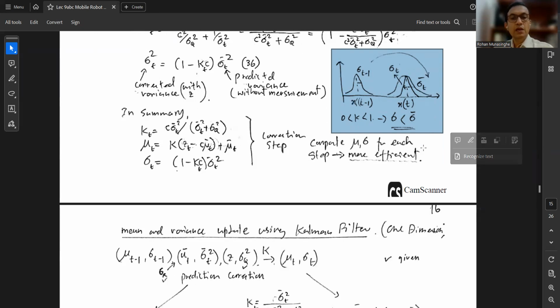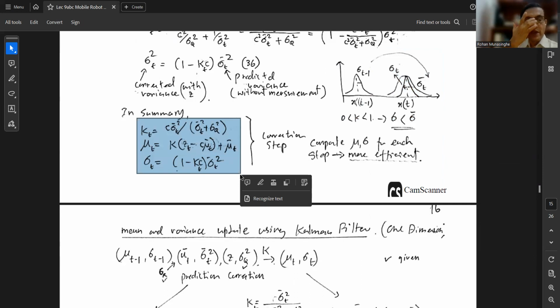So in summary, all of the equations are listed over here. Three equations: Kalman gain and mu t. Mu t is the new mean position, and sigma t is the new standard deviation. If you look at these equations very carefully, you can see it's a very efficient recursive process. You don't have to go far back. You only need to look at the previous step, and then you can calculate the new step.